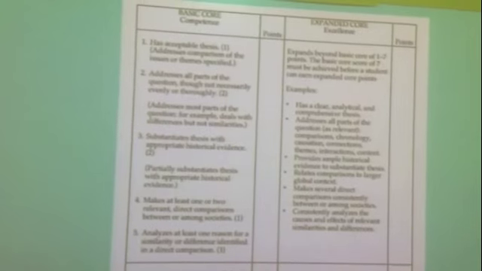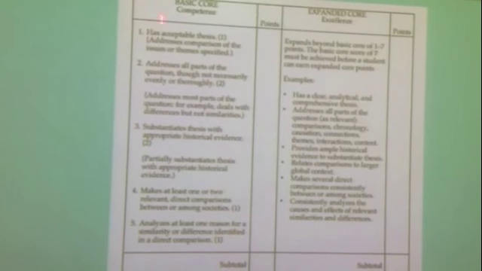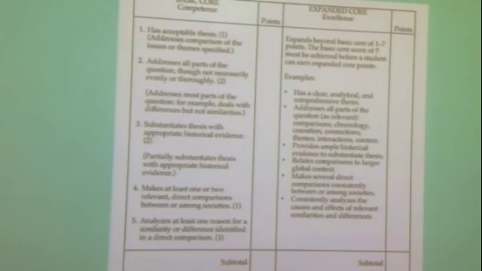The first part of the rubric is the basic core, which shows competence. There are 5 main topics to the basic core. The first one is that you have an acceptable thesis, which is worth 1 point, and that's found in the first paragraph of your essay.